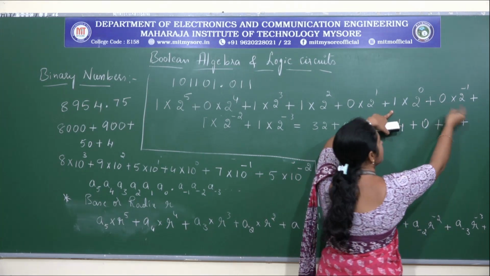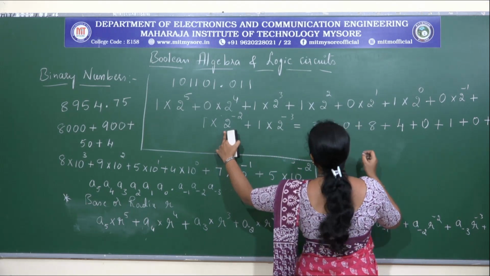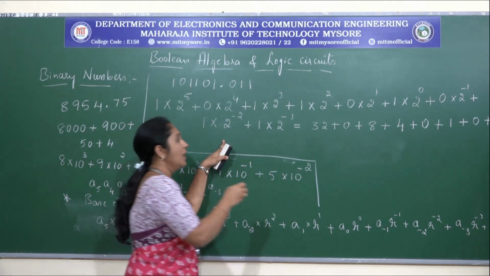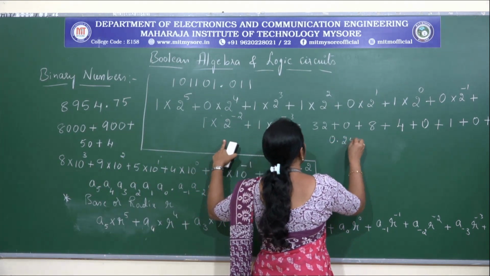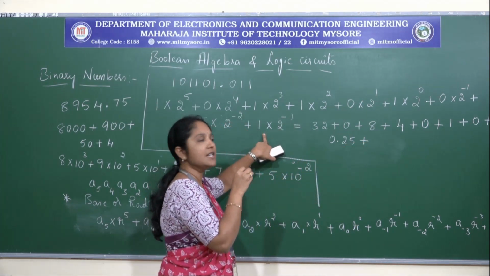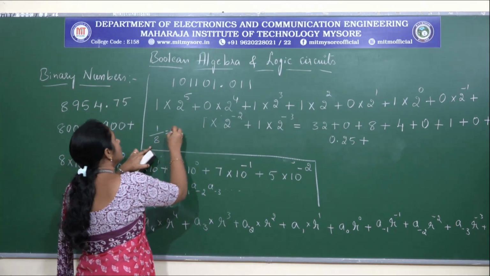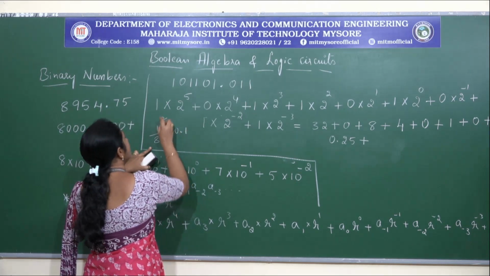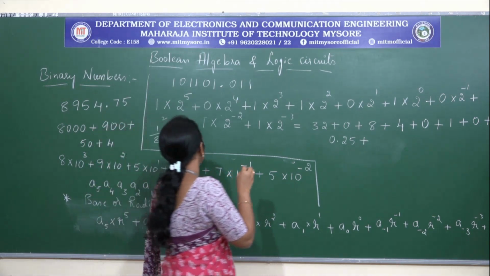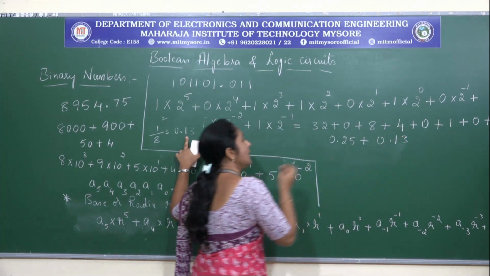Plus next we have 0 into 2 power minus 1. Plus next we have 1 into 2 power minus 2. 1 into 2 power minus 2 is 1 by 4. 1 by 4 is 0.25, plus 1 into 2 power minus 3. 1 into 2 power minus 3 is 1 by 8. So its equivalent is around 0.13. So 0.13. If you want, you can consider one more digit.